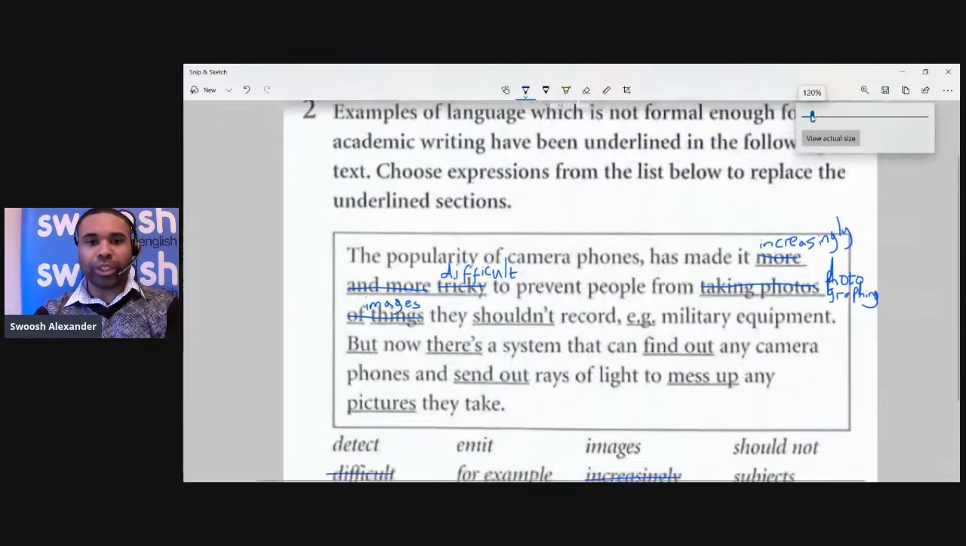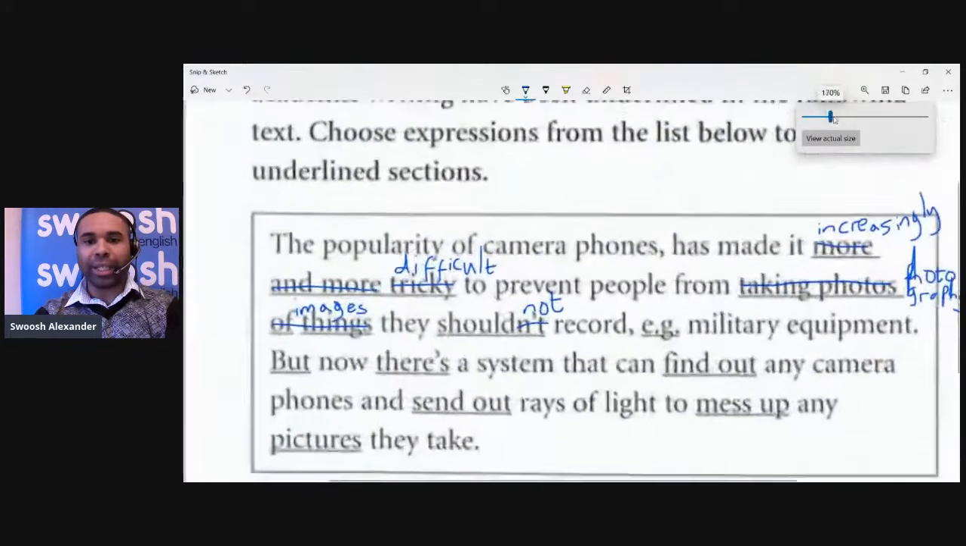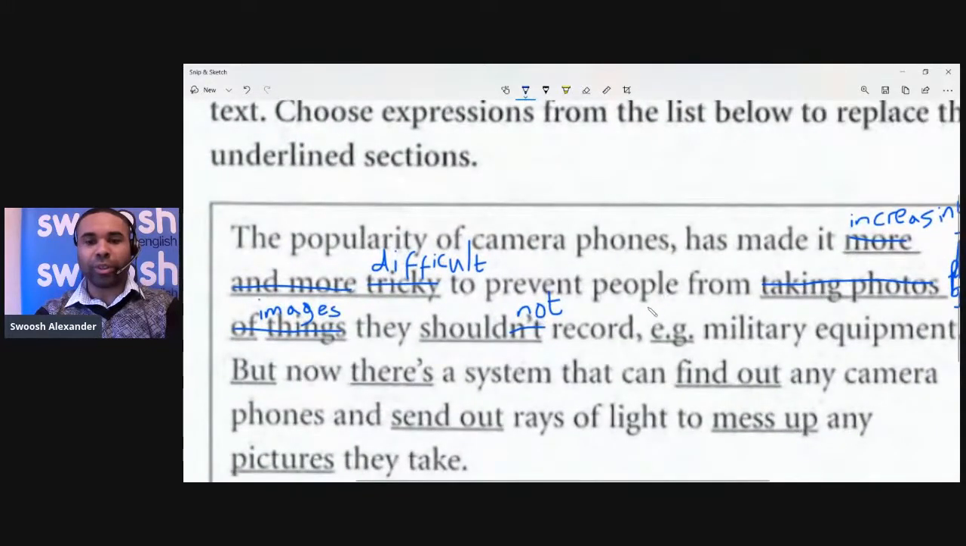And they shouldn't record. Shouldn't is a contraction, and we shouldn't use contractions generally in formal writing. So instead of shouldn't, we can just change shouldn't to should not. So let's just cross off the ones that we've used. We've got images. Okay, and EG is a short version of for example. So we can write that in here. So instead of EG, just write for example.